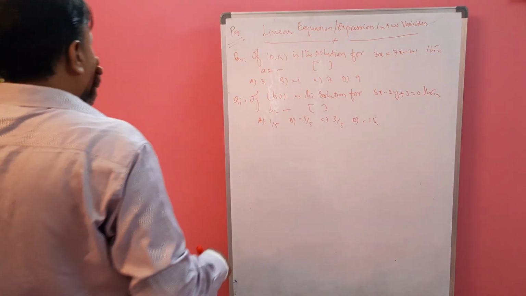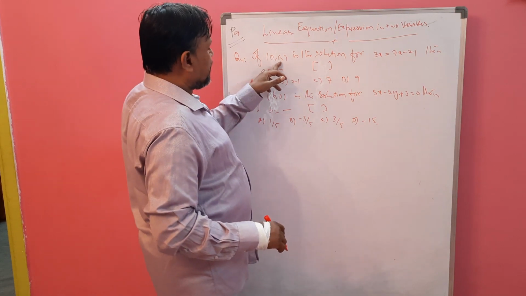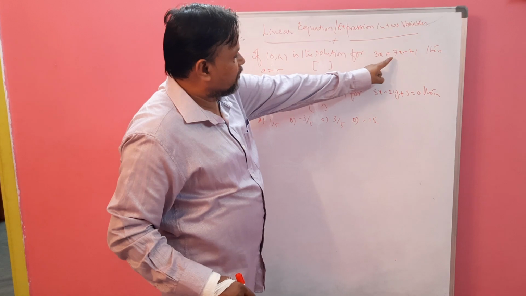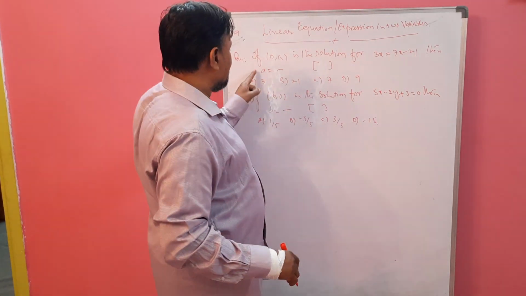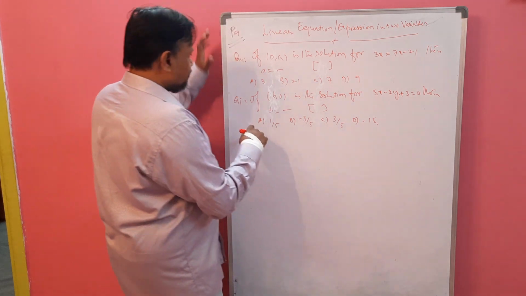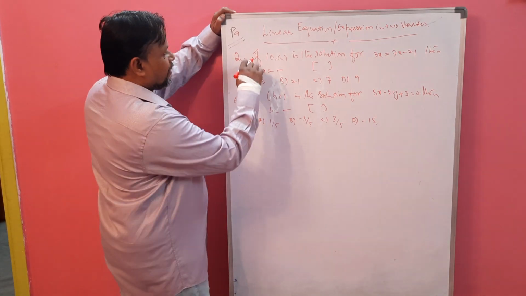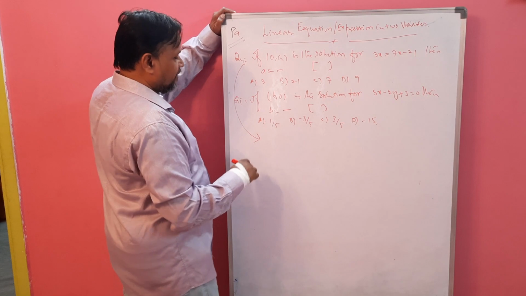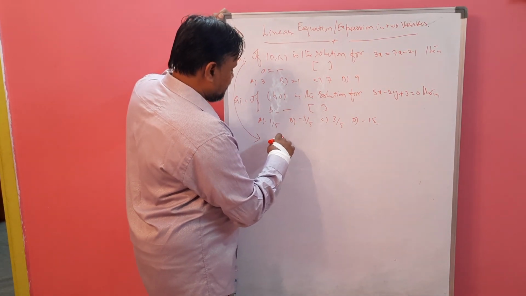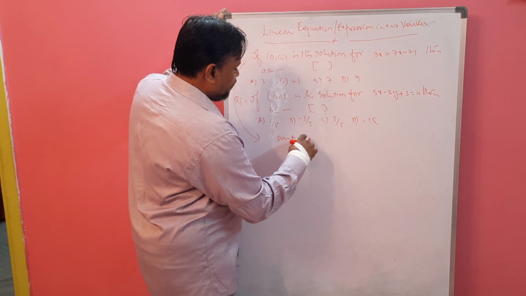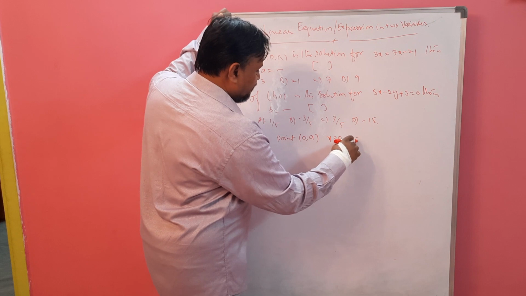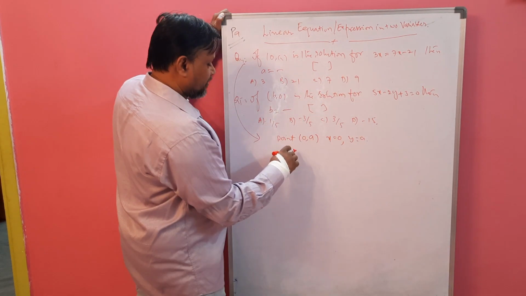Question number 4. If (0, a) is a solution for 3x plus 7y minus 21, then a is dash. The options given are 3, 21, 7, 9. So for the solution of the fourth one, the point given is (0, a). That means x equal to 0, y equal to a, and we have to substitute in this equation.